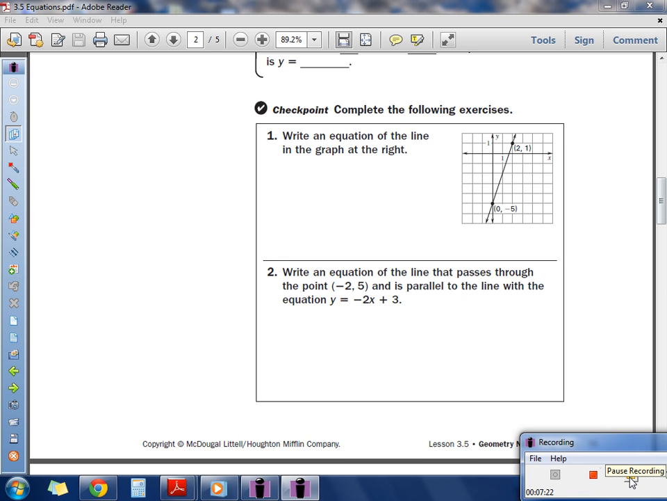Here are 2 checkpoints for you to try. Try them out on your own. You can use your notes. They match up with examples 1 and 2. See what you can do.